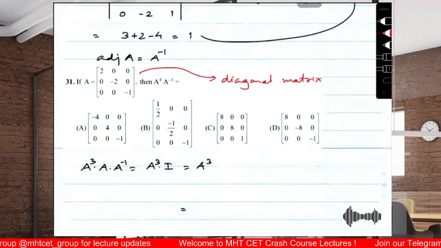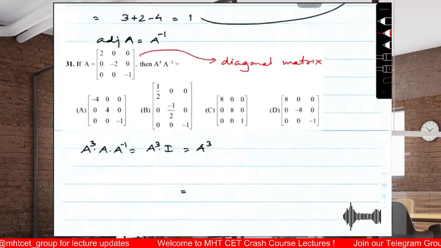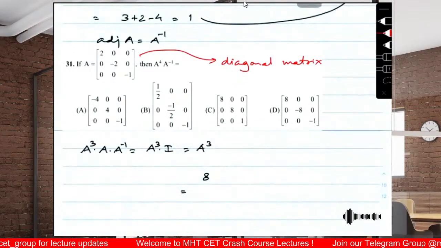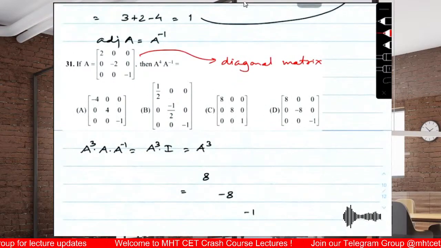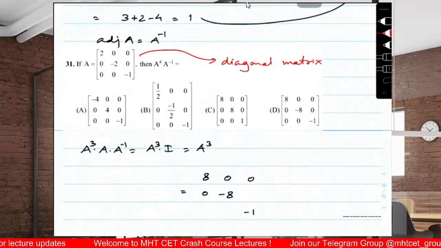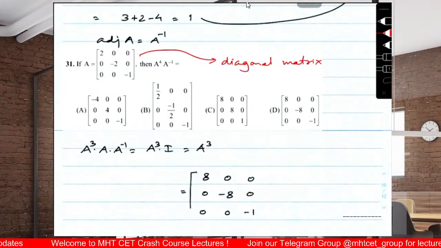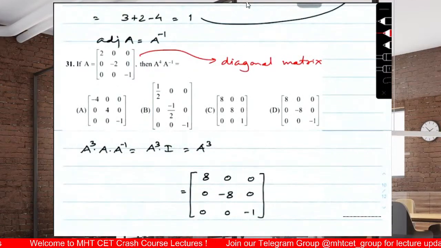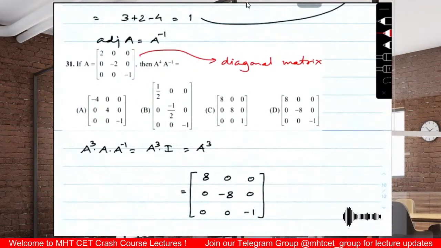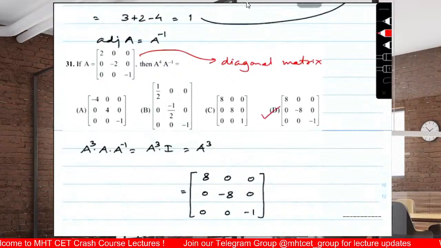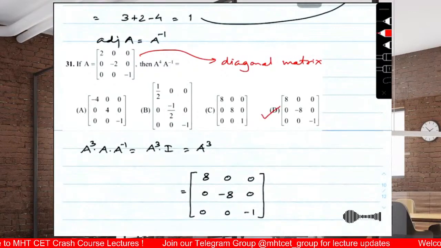Okay, so that will be same as 2 cube is 8, minus 2 cube is minus 8, minus 1 cube is minus 1, rest all are 0. 8, minus 8, minus 1, option D, right?